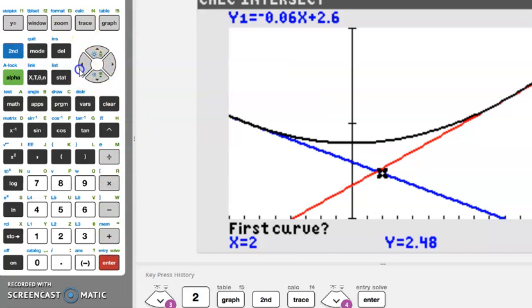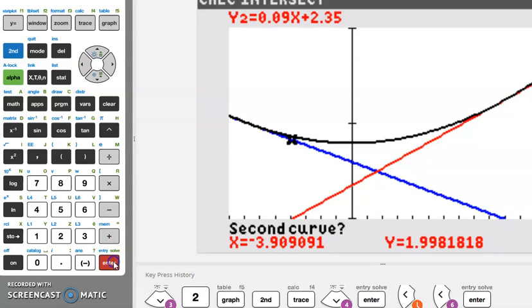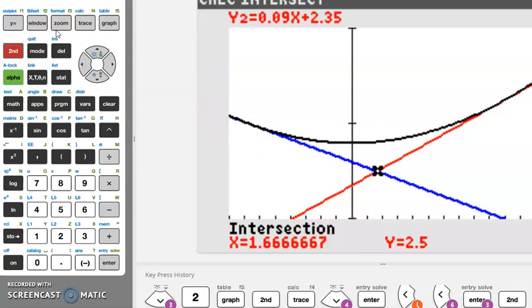intersection. So we're going to choose the first curve. Again, you just go all the way up to the blue. We're not worried about where the red and blue intersect, the two linear lines. So enter, enter, enter, and we get 1.6 and 2.5. Actually, I jumped to the blue curve by mistake. So let's go back. I didn't see that it was on the wrong curve.